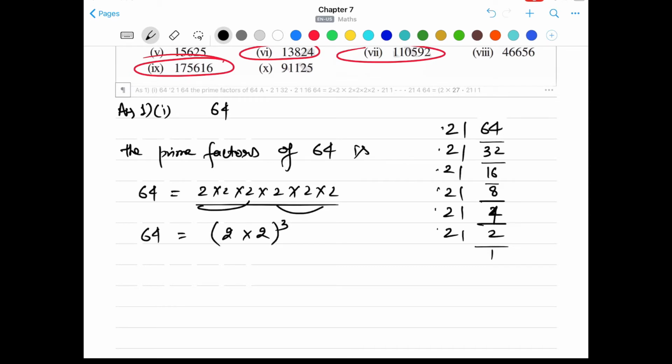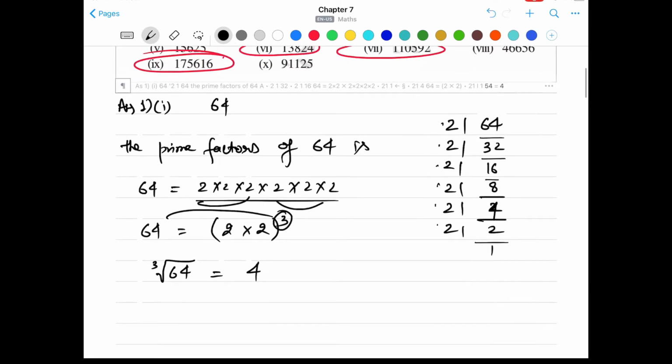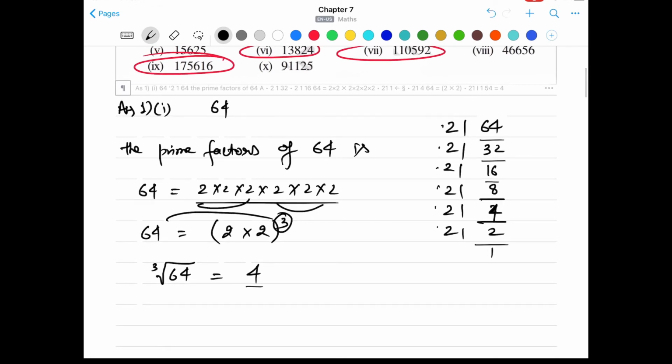Now when you move this power 3 onto the left hand side, it will become the cube root of 64. And multiplying these numbers, 2 into 2 will be 4. So the answer is: the cube root of 64 is equal to 4. That's our answer. That's how we find and write the answer.